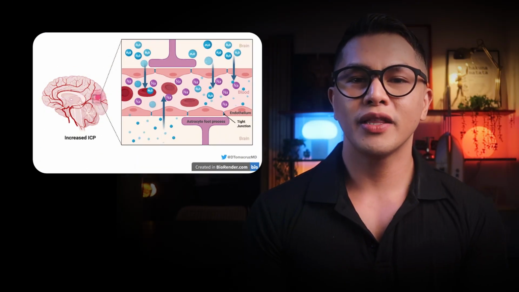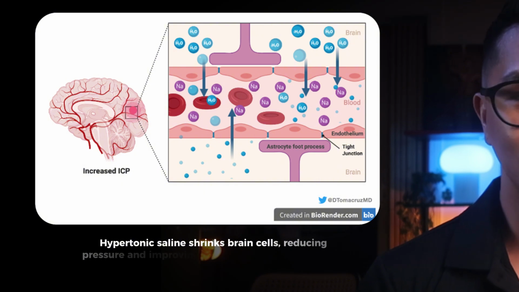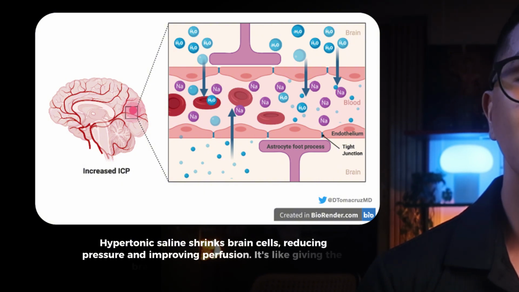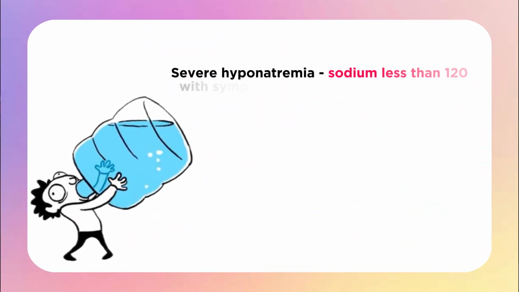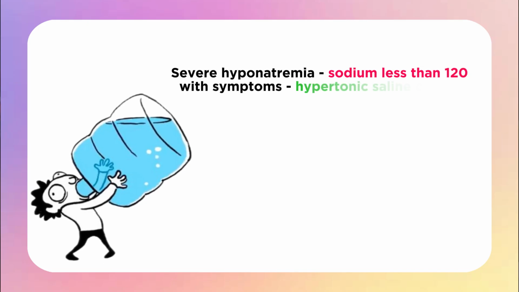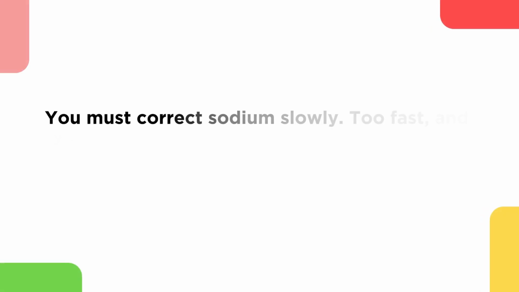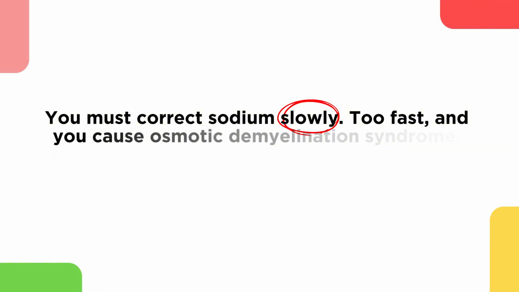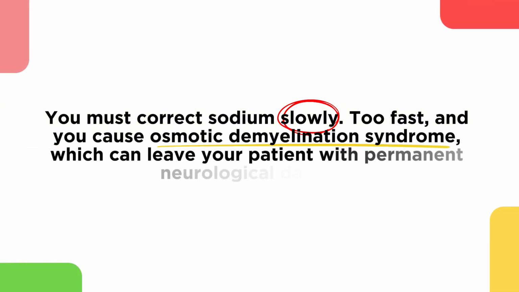In patients with increased intracranial pressure, hypertonic saline shrinks brain cells, reducing pressure and improving perfusion. It's like giving the brain more room inside the skull. For severe hyponatremia, sodium less than 120 with symptoms, hypertonic saline can be life-saving. But here's the critical part. You must correct sodium slowly. Too fast, and you cause osmotic demyelination syndrome, which can leave your patient with permanent neurologic damage.